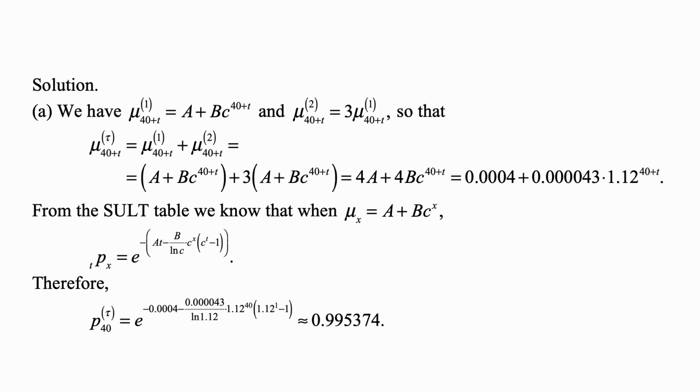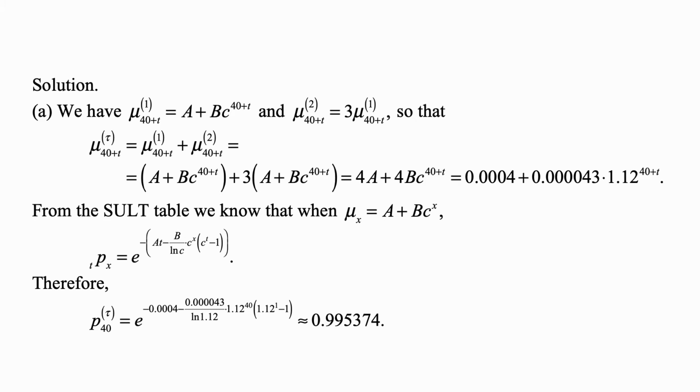And here's the solution for Part A. We have mu 40 plus t, 1 is A plus B C to the power 40 plus t, and mu 2 at 40 plus t. Mu 2 is 3 times mu 1, so that mu tau, the sum of the two, is just 4 times what mu 1 is, and that's 0.0004 plus 0.000043 times 1.12 to the power of 40 plus t.